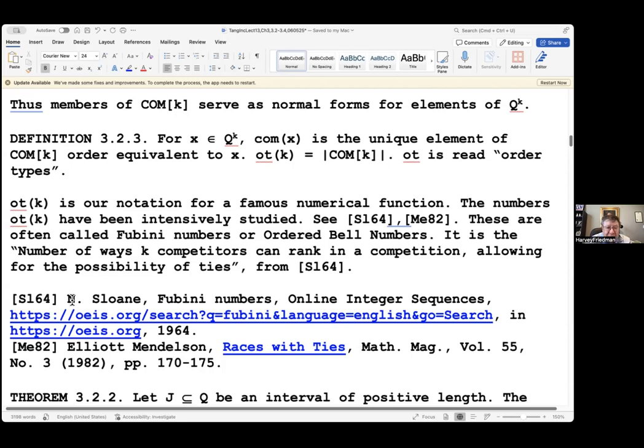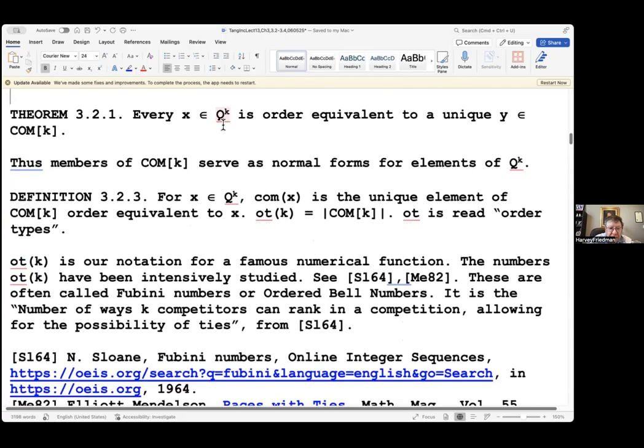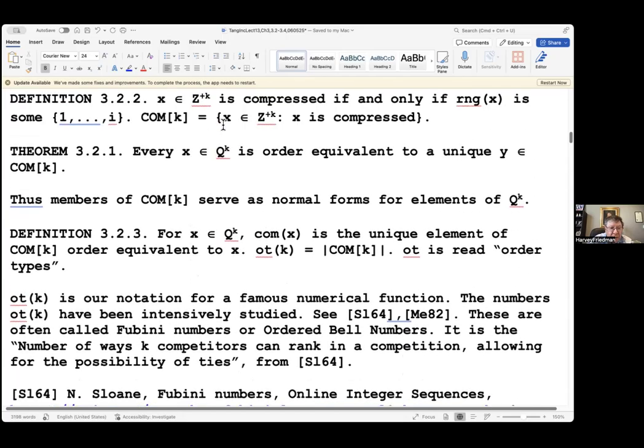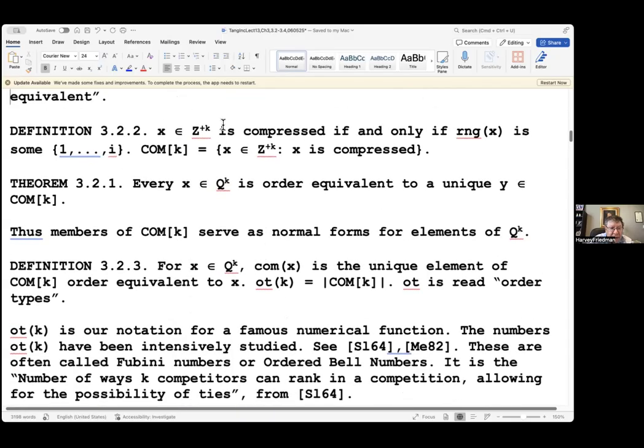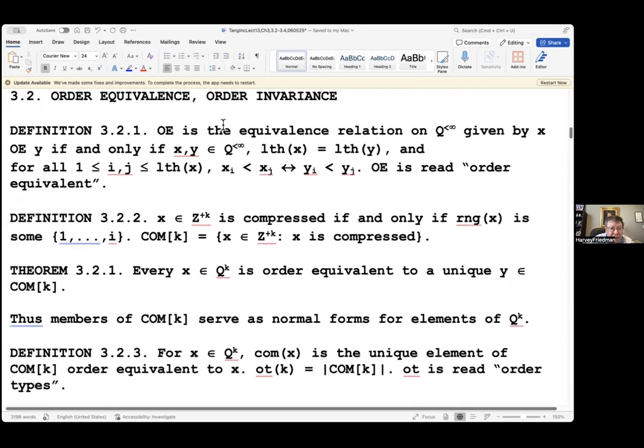We need a specific one. Well, we just call little com of x the unique representative. All right. Now, the order type of k. Maybe I should have defined order type of k, or OT of k, first. Maybe I didn't do that. Sorry, I have to put that in.